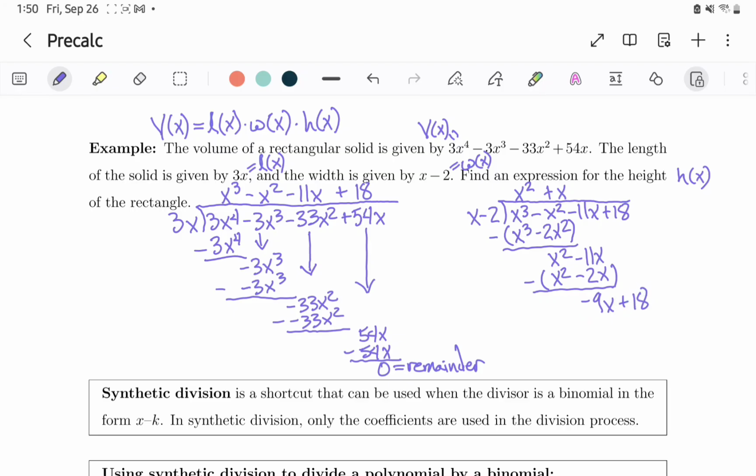Okay, and then we want to see, okay, how many times does x go into minus 9x? Well, it goes into it minus 9 times. And then we want to multiply x minus 2 by minus 9. Well, that's going to give us minus 9x, and then minus 2 times minus 9 is going to give us plus 18. And we're going to subtract these guys, and so our remainder is going to be 0.